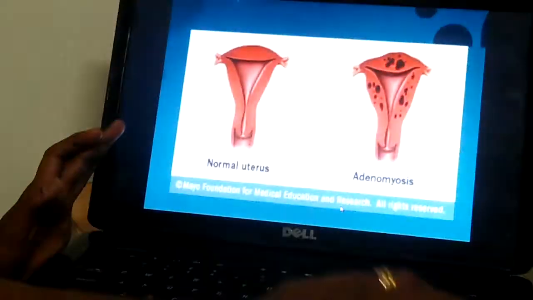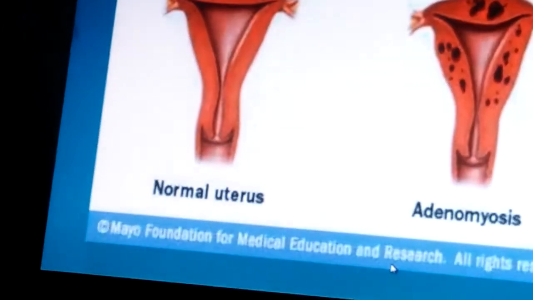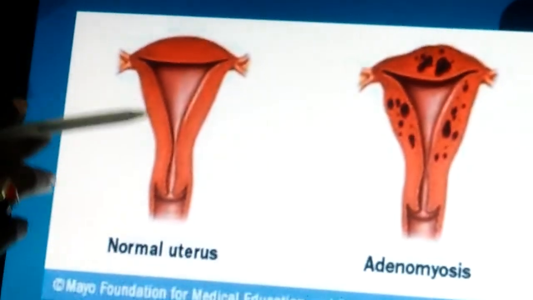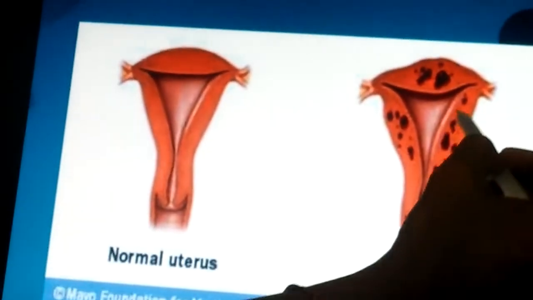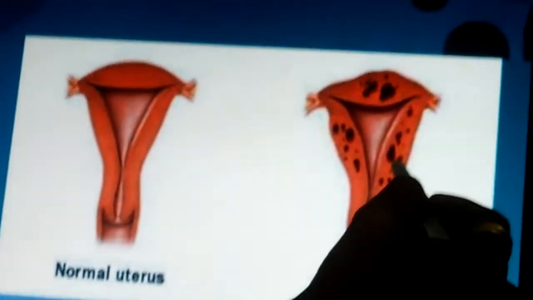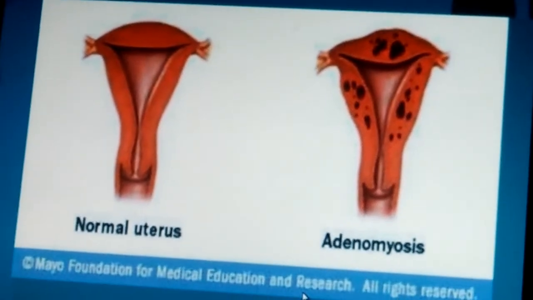Next, if you see in this diagram, this is a normal one. What are the layers? Endometrium, myometrium, and perimetrium. While in adenomyosis, what are we going to see? This is the cyst which is formed: endometrium growth inside of the myometrium. That is the basic concept of adenomyosis.